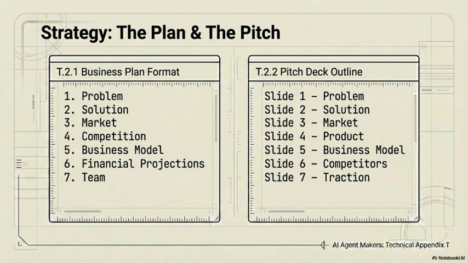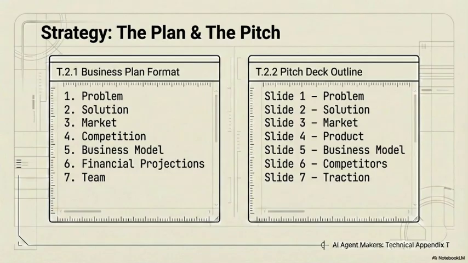Which brings us to the pitch deck outline, 10 slides. Right, and this is more than just a list of topics. It's a mandatory persuasive narrative flow. A story, exactly. Think about the required sequence. Slide 1 has to define the problem. Slide 2 must present the solution. Slide 5 talks about the market size. And slide 10 is always, always the ask, the amount of funding you're looking for.